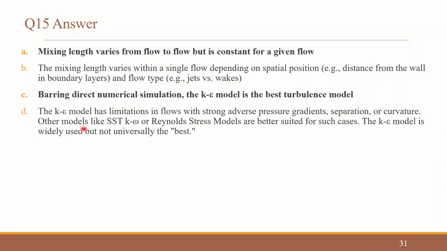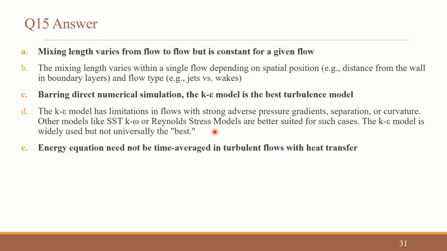As I mentioned, K epsilon is widely used and widely known, but it has certain limitations. When we use K epsilon in cases of strong adverse pressure gradient, separation or curvature, it won't work well. Other models like SST, K omega or Reynolds stress models are better suited for those cases. So we cannot say K epsilon is the best turbulence model. So that is a false statement.